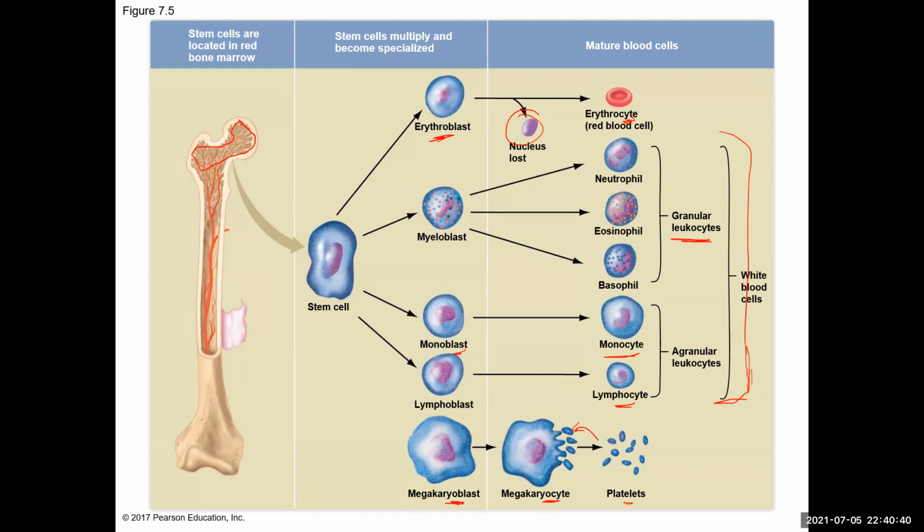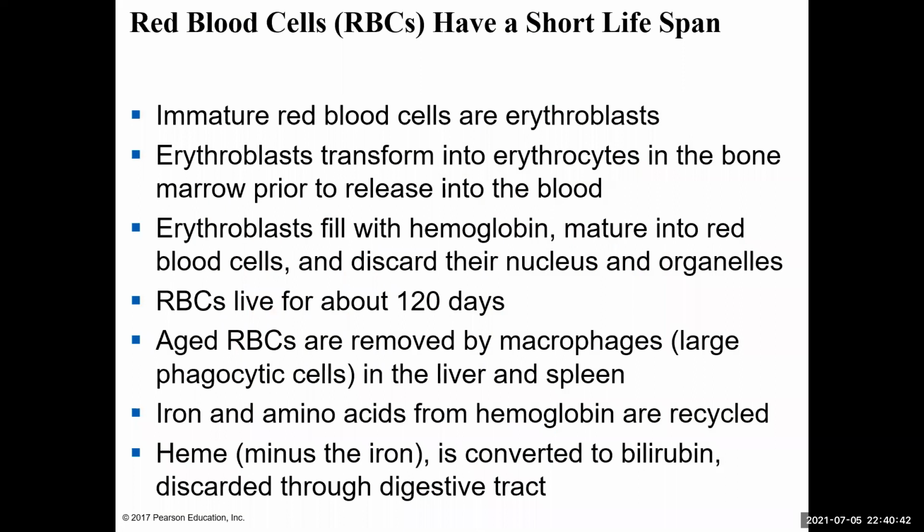All right, and when we look at red blood cells, they have a relatively short lifespan compared to other cells. So like we mentioned, those immature red blood cells are erythroblasts. They are made into erythrocytes. They lose their nucleus and organelles as they mature into those erythrocytes. And the average erythrocyte will live about 120 days.